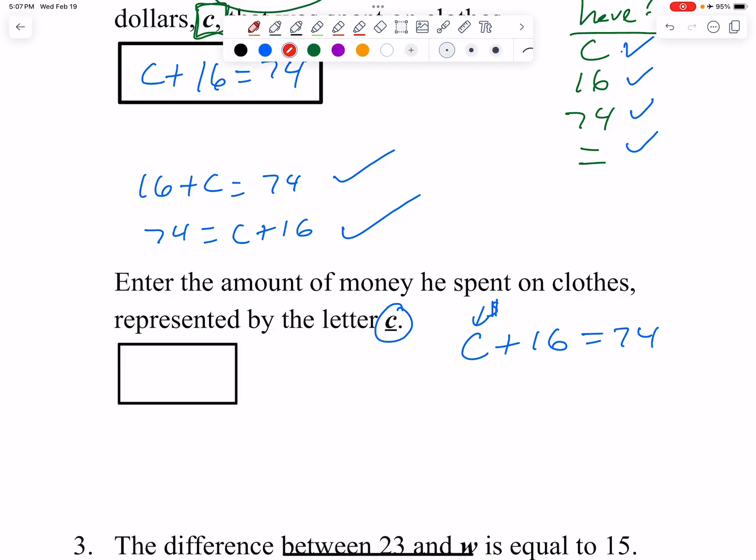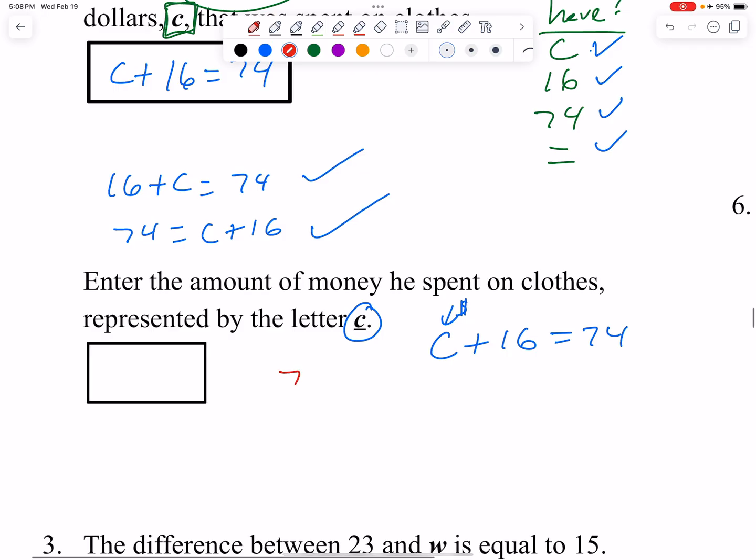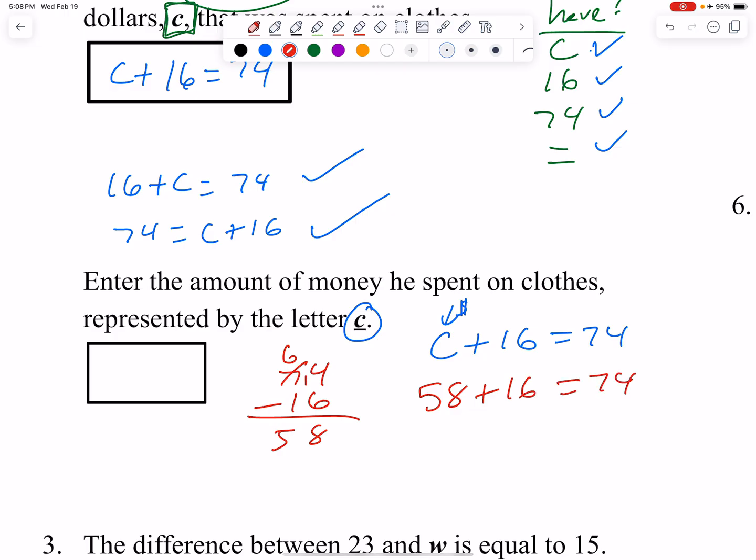So the idea is, well, if I had $74, can I take away $16? So if I do that, I'm going to say, okay, carry the 1, and I'm going to have 8 and 5. So let's see if that works. $58 plus 16 equals 74. Is that correct? Let me double check. 58 plus 16, so 8 plus 6 is 14, carry the 1. 1 plus 5 is 6, and then 7.